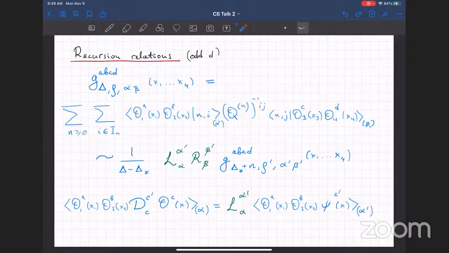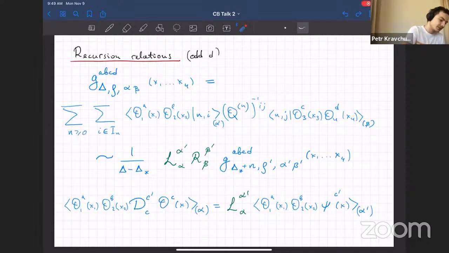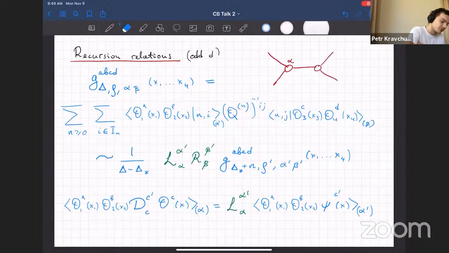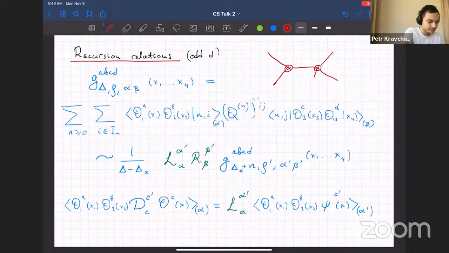Probably I missed what alpha and beta stand for. So alpha and beta in the conformal block stand for 3-point tensor structure indices. You can think of, as we discussed last time, a conformal block as a gluing of two 3-point structures, and alpha and beta just label these 3-point structures.